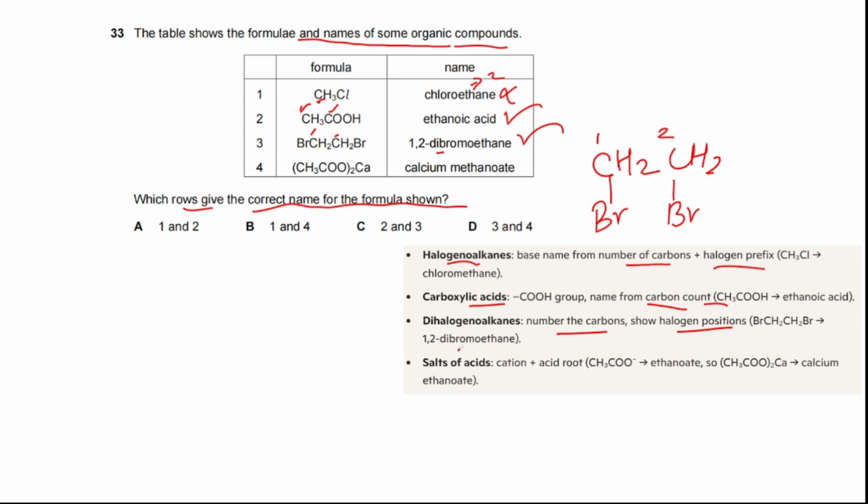Then the fourth one is a salt. So here it is CH3COO twice with Ca. Here the naming will always be the cation plus the acid root. So the name will be calcium ethanoate, and here there are 2 carbon atoms. So it should be ethanoate, not methanoate. Methanoate is for 1 carbon atom. So this one is wrong. So options 2 and 3 are correct, and the correct option out of these 4 will be option C.